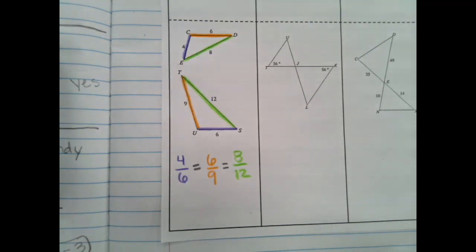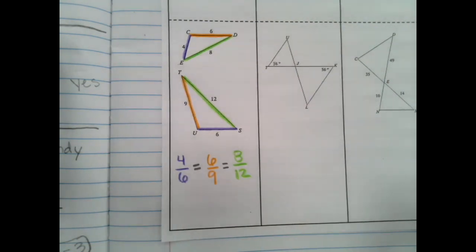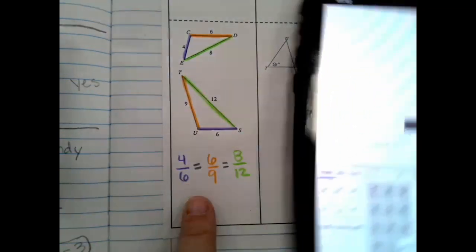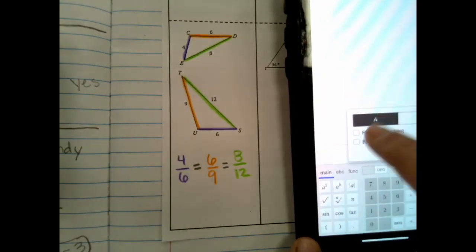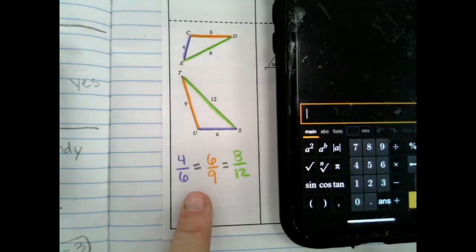All right, so our next step is to actually see if these are equal. If they're not equal, then our answer is, are they similar? No. If they're all equal and we show that all three are equal, we can just say, yep, they're similar. We don't need to know those angle measurements. So I'm going to use my Desmos calculator. That way I can just put in all my answers.